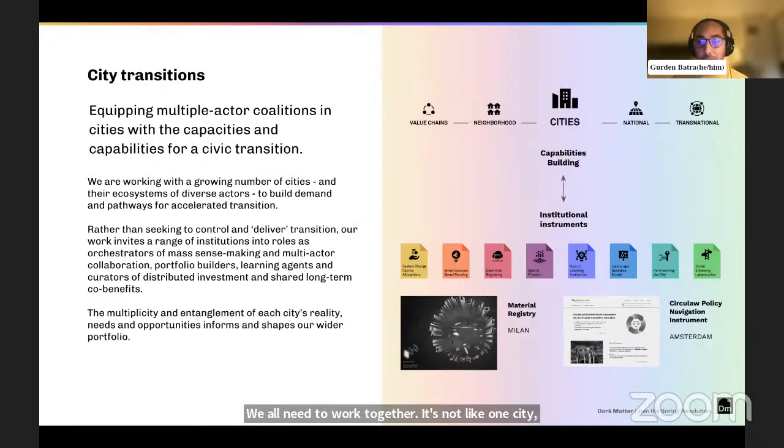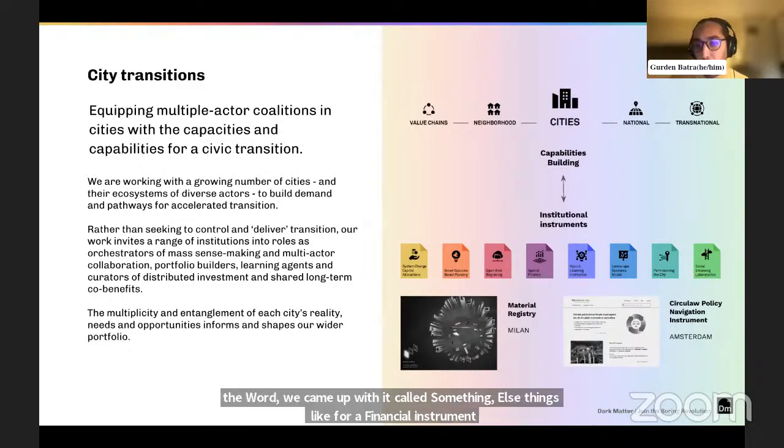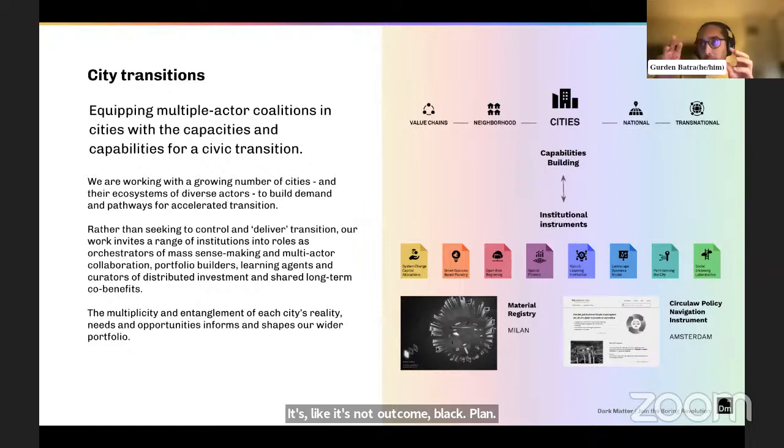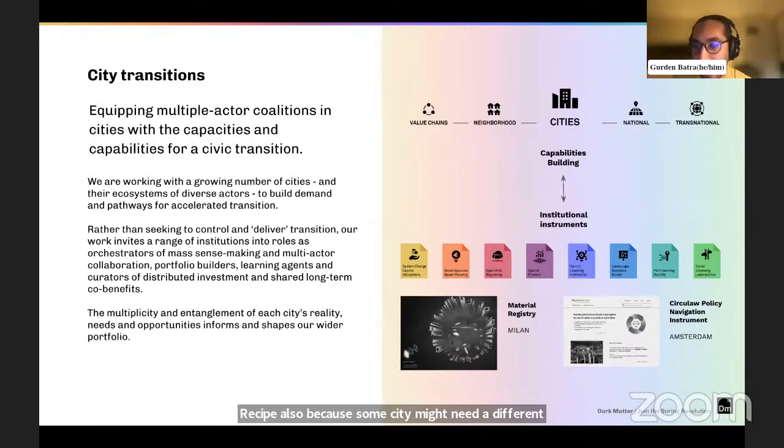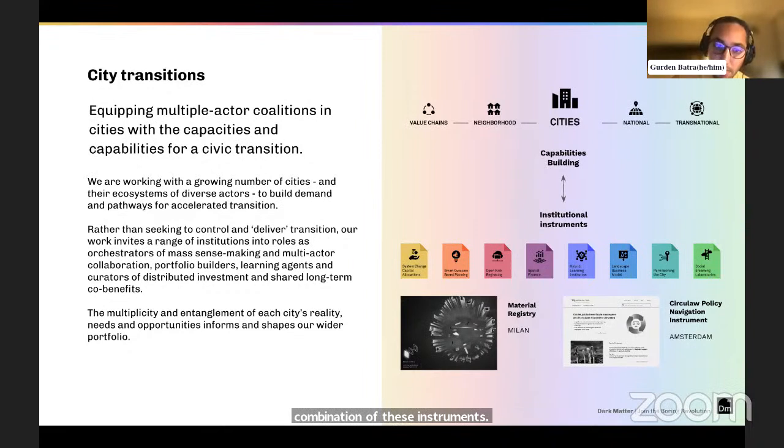It's all this network. And while we're building the civic tech, what we're actually building are these, as we call them, institutional instruments. Again, the word could be something else. Things like a financial instrument, things like smart outcome planning, how to plan with data. When we create a project, we make sure which instruments are used in which project, so you're getting a recipe also, because some city might need a different combination of these instruments, since they might already have something, or they are prioritizing a different problem to solve.